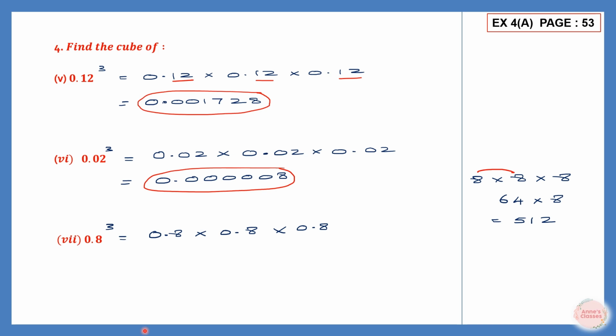Now let's go back to the question and look for the decimal places. So after the point, how many places are there? There is 1, 2 and 3 decimal places. That means our answer also should have 3 decimal places. Now let's mark the places. So we have 1, 2 and 3 and the point comes here. And since there's no number before the point, we can put 0. So what is our answer? Our answer is 0.512. So this is the answer.